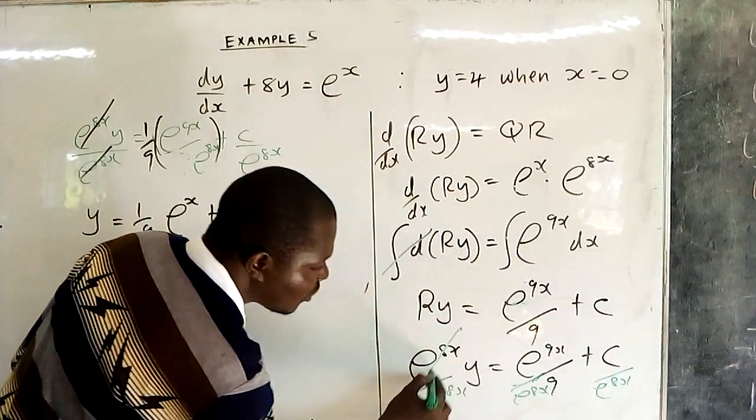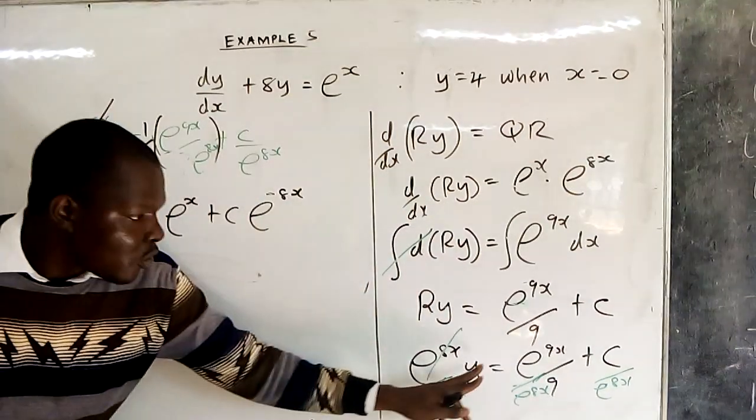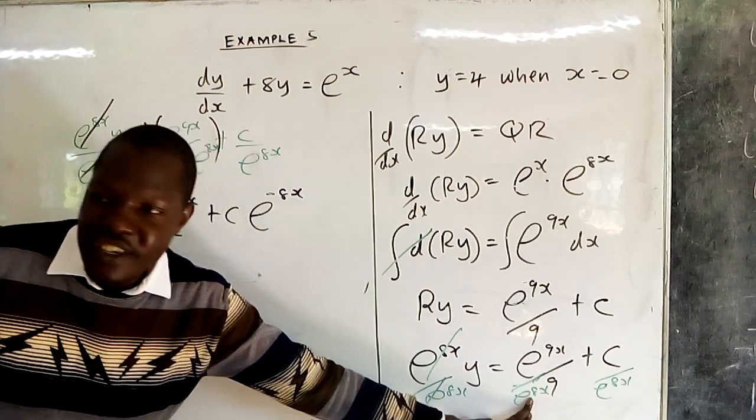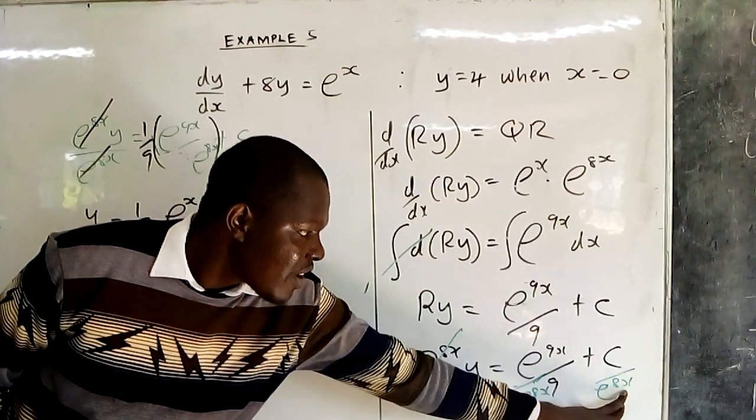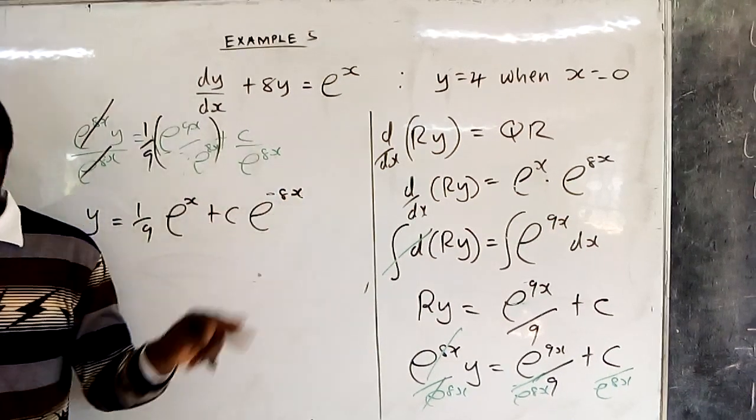So that we have y is equal to 1 over 9. Exponential 9x over exponential 8x is exponential x. Then here you have c, 1 over exponential 8x is exponential negative 8x.